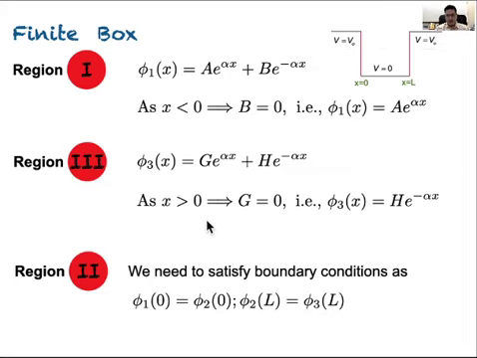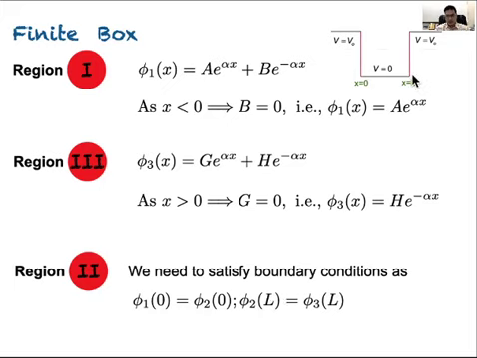Okay, to find this coefficient, we have to impose another boundary condition, and this boundary condition says that the wave function at the boundaries, meaning at x equal to 0 and at x equal to L, should be continuous. What it means is that phi 1 of 0, which is the wave function in region 1, is supposed to be the same as phi 2 of 0, which is the wave function in region 2, and this is at x equal to 0.